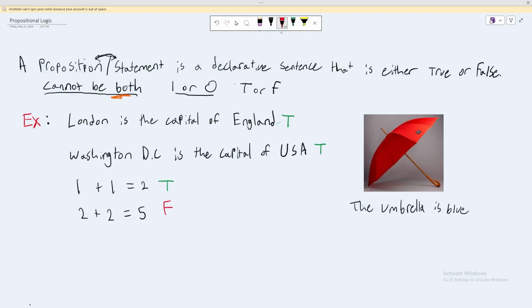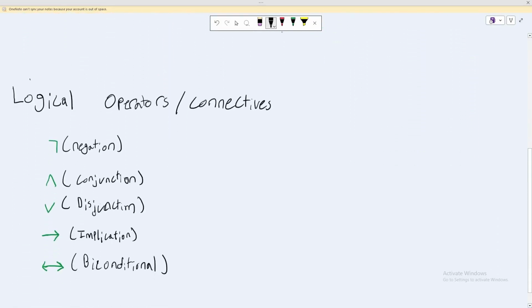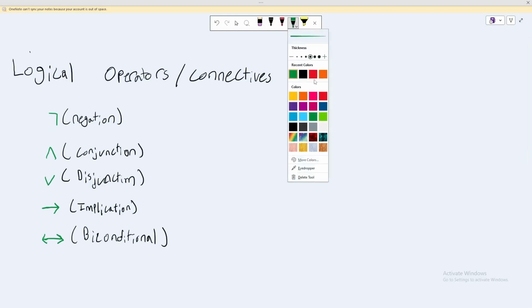And we also have an example with a picture. This umbrella is blue. It is not, so that would be false as well. And then the next topic we will get into is the operators, or connectives, as some people also call them. Basically, these are ways you can join statements or propositions, and it concludes to either true or false. I'll explain what each of them does.